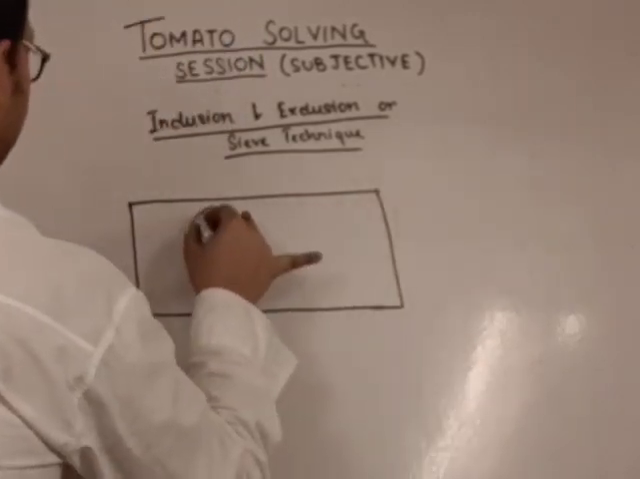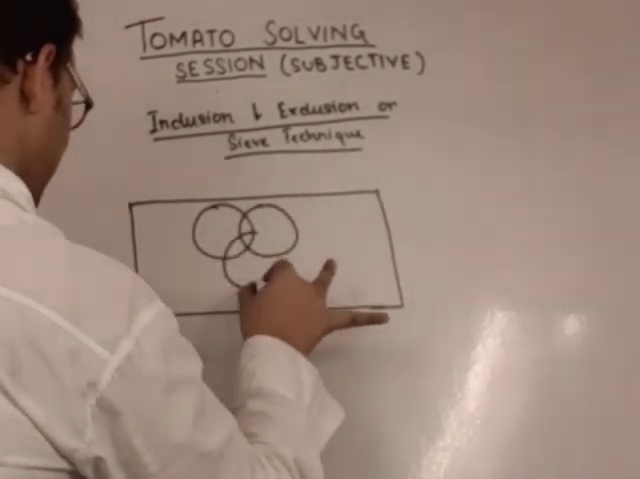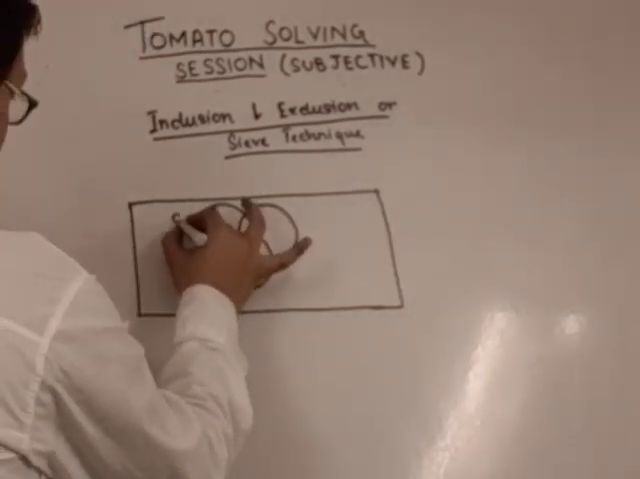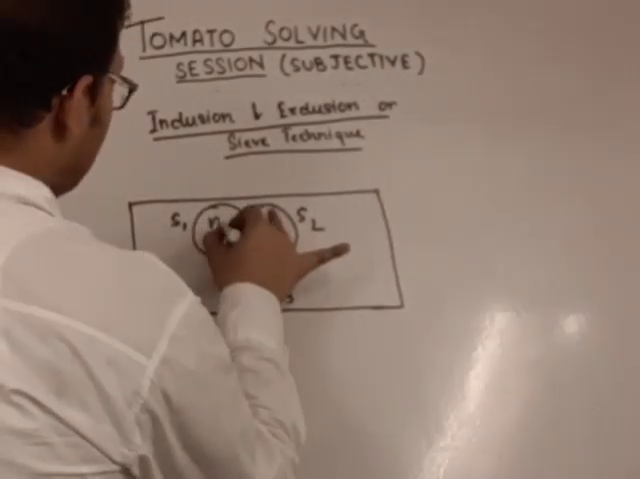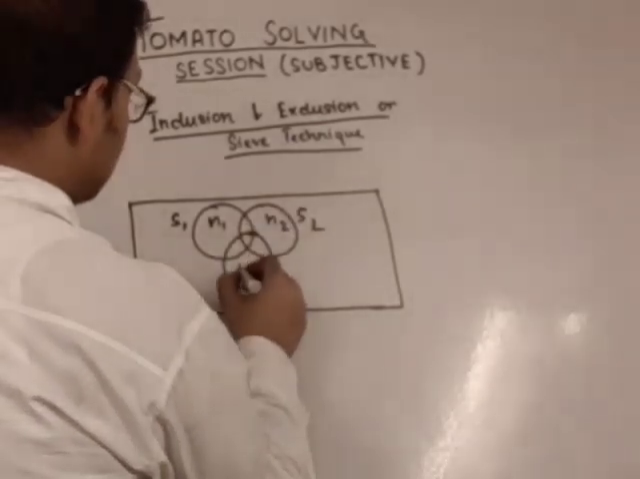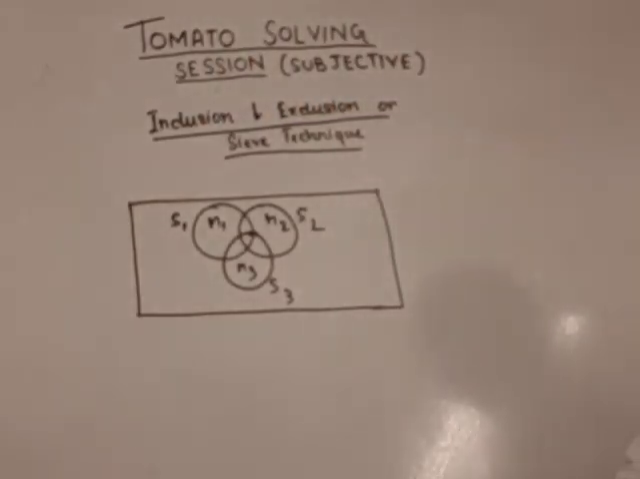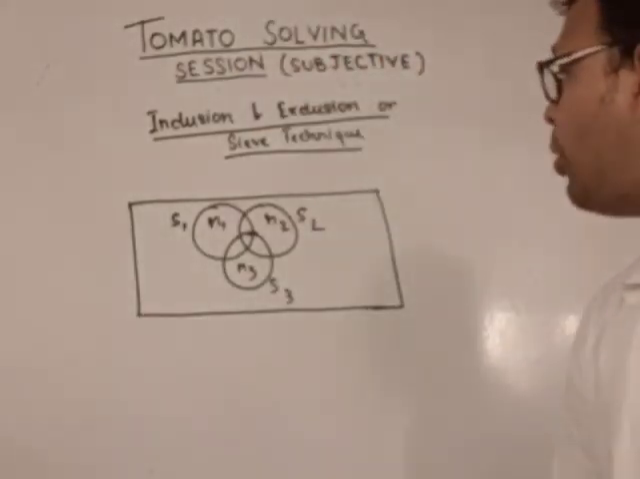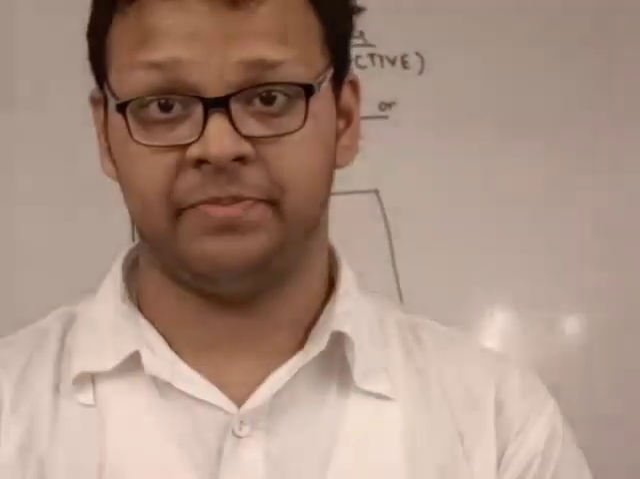you have 3 sets. I am drawing a Venn diagram so that you all can understand. Suppose this set is S1, this set is S2, this set is S3. This set has N1 elements, this set has N2 elements, this set has N3 elements. It is required to find the total number of elements collectively in all these 3 sets. Now it might appear to you that the answer is N1 plus N2 plus N3. But no, the answer is not N1 plus N2 plus N3. Why?